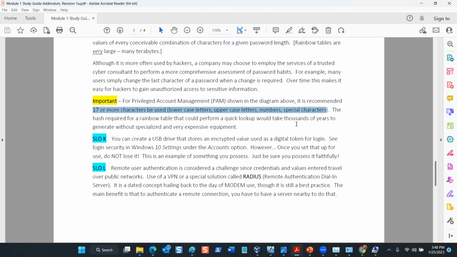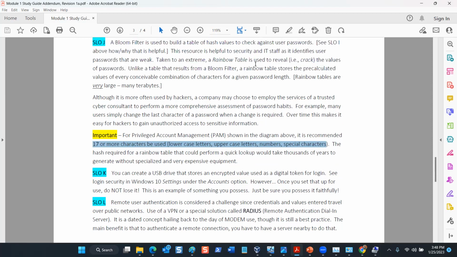If an administrative or root account on a system is to be effective against the tools we were just talking about, a rainbow table for 17 or more characters is too big. Most hackers cannot afford it. Only countries, only very wealthy organized crime groups can have a rainbow table that's big enough to crack this.